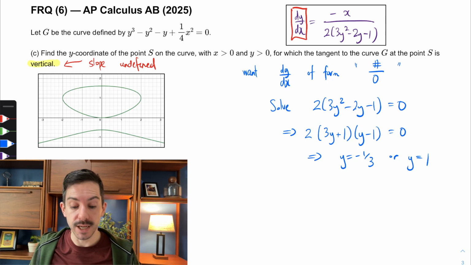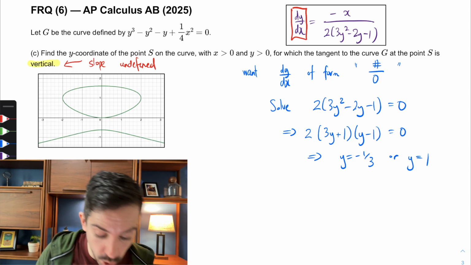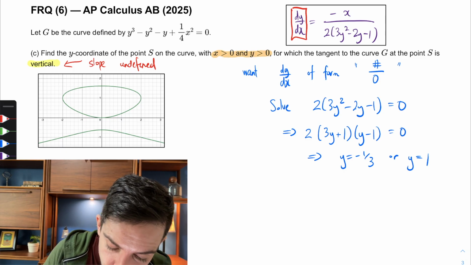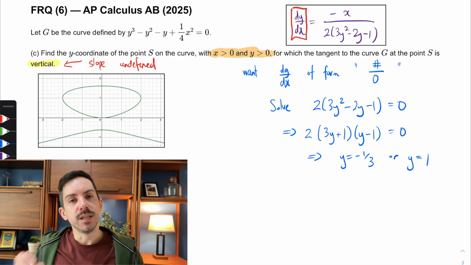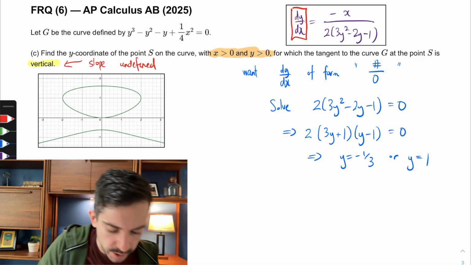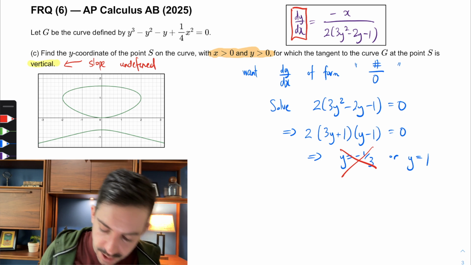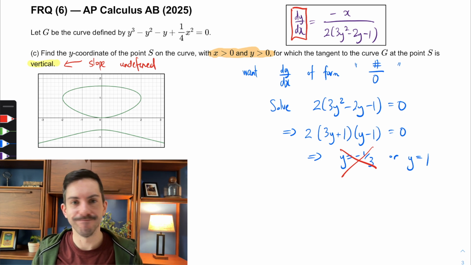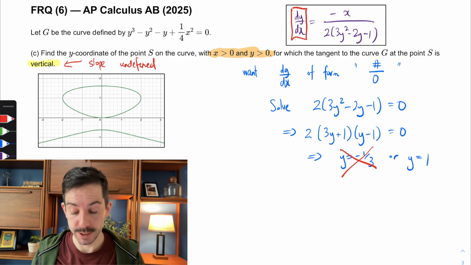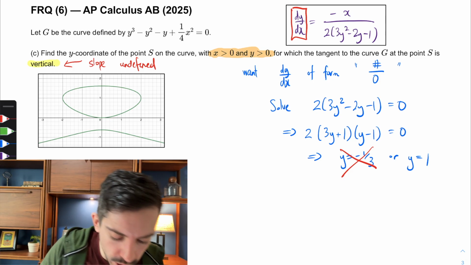Not quite done though, because one fact I glossed over is we need x and y to both be strictly positive. So this solution for y of negative 1/3 is not a correct solution. If we include it, we won't get full credit for this part. So we are actually done.